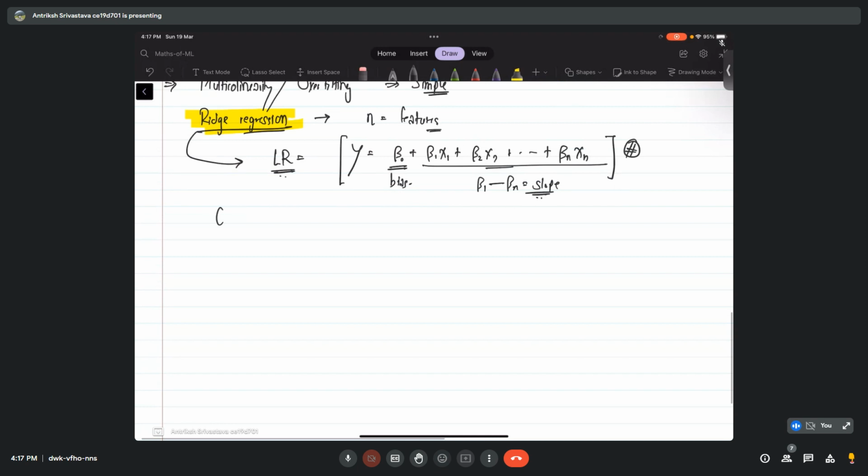So how did we calculate the cost in ordinary linear regression? We just calculated the square of the difference between the observed y value, the dependent variable, and the predicted dependent variable from our model. So let's say we denote the predicted as y-hat and yi as observed. So we calculated the error as the sum of the squares of this difference.